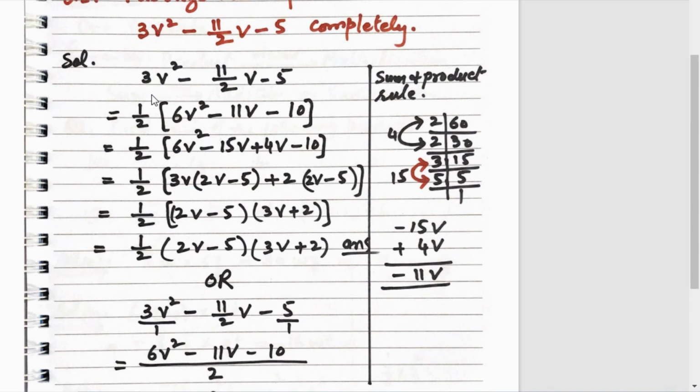It is understood. We can write down all numbers, that is 1, 2, 3, 4, 5 as 1 over 1, 2 over 1, 3 over 1, 4 over 1, and so on. So all numbers in this world have denominator 1. This is understood. So we will put 3v square, and under it we will put 1 to make it a fraction, and under 5 we will put 1 to make it a fraction.